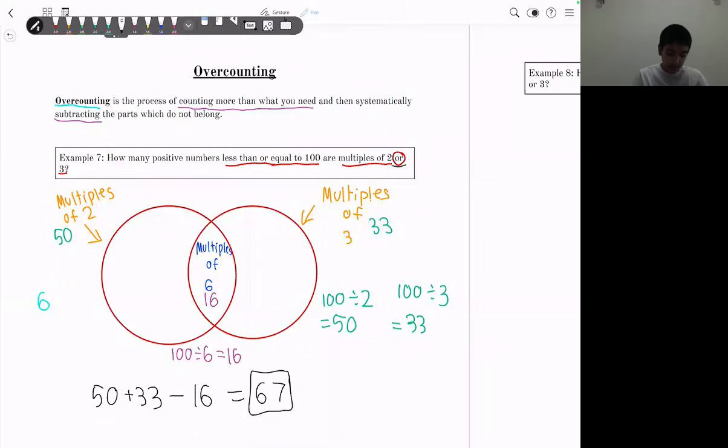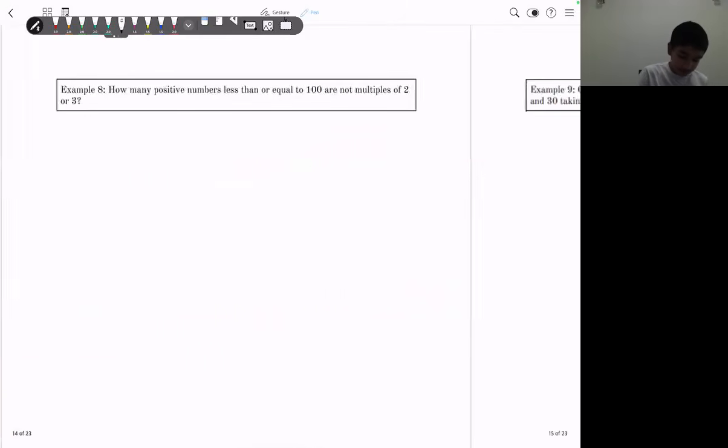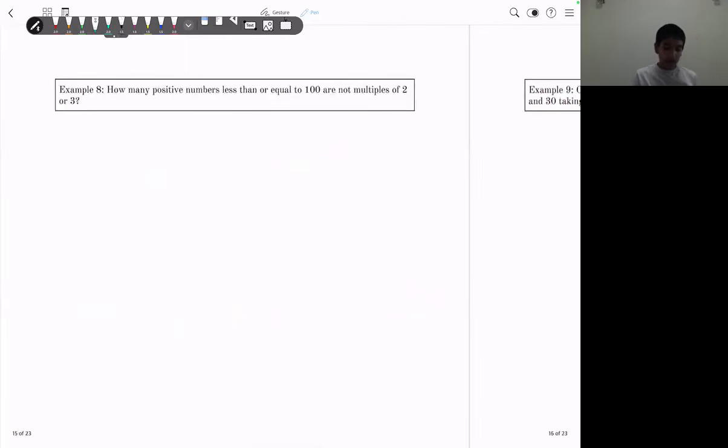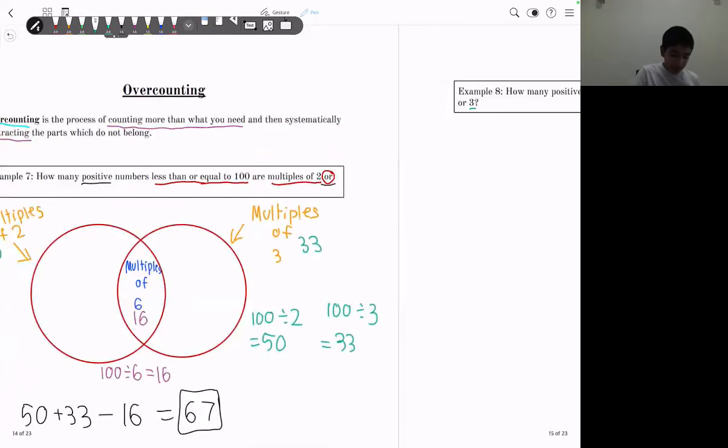So there are 67 positive numbers less than or equal to 100 that are multiples of 2 or 3. Now let's try a very simple follow-up question. How many positive numbers less than or equal to 100 are not multiples of 2 or 3? As we found here, there are 67 multiples of 2 or 3. So in order for it to not be a multiple of 2 or 3, we must subtract the multiples of 2 or 3 from the total number of numbers.